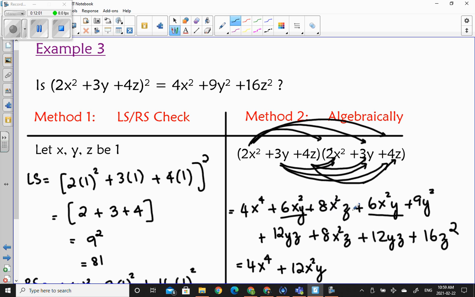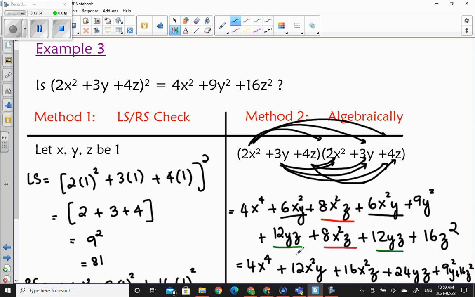And then the x squared z term, I'm just going to give it a different color. X squared z term, there's this term and there's this term. So these two can add up and I get plus 16x squared z. Then I have two terms with y and z, which is yz and yz. So that's going to give me 24yz when I add them. And there's only one term with y squared, so that's plus 9y squared plus 16z squared.